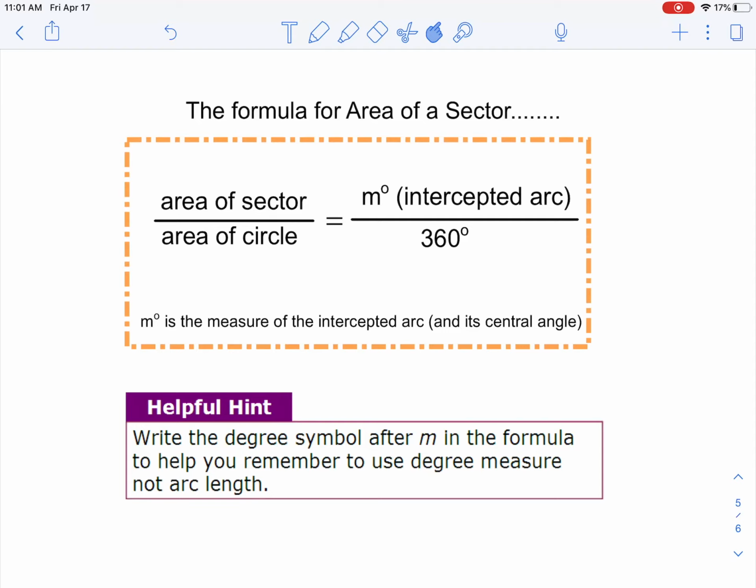So today we're going to focus on the formula for area of a sector. So our proportion: area of a sector divided by area of a circle equals the measure in degrees of the intercepted arc over 360 degrees.